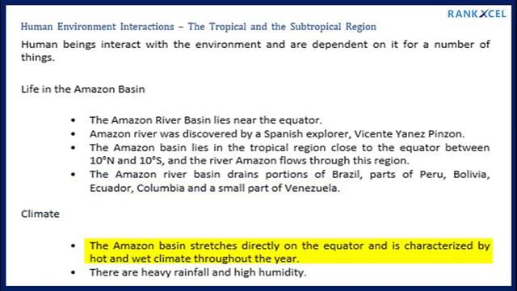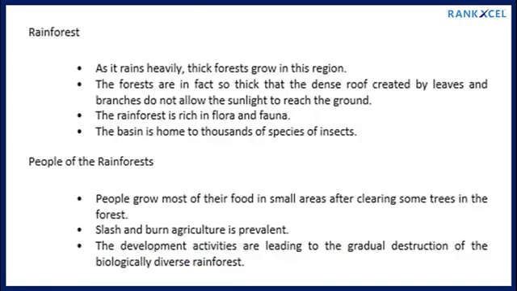Climate. The Amazon Basin stretches directly on the equator and is characterized by hot and wet climate throughout the year. There are heavy rainfall and high humidity. Rainforest. As it rains heavily, thick forests grow in this region. The forests are in fact so thick that the dense roof created by leaves and branches do not allow the sunlight to reach the ground.